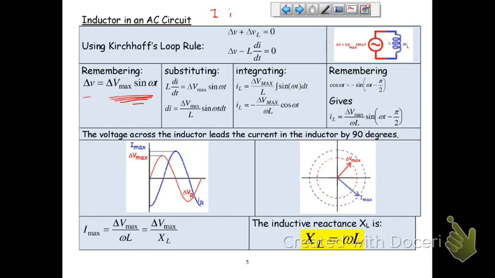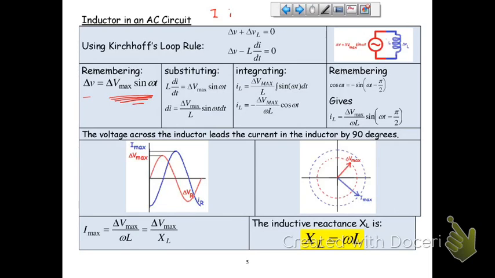di is equal to delta V max over L sine omega t dt. Integrating, i is equal to delta V max over L times the integral of sine omega t dt. The integral of sine omega t dt is minus cosine omega t over omega. So iL is equal to minus delta V max over omega L cosine omega t. And if you remember that minus cosine omega t equals sine of omega t minus pi by 2, I end up with iL equal to delta V max over omega L sine of omega t minus pi by 2.